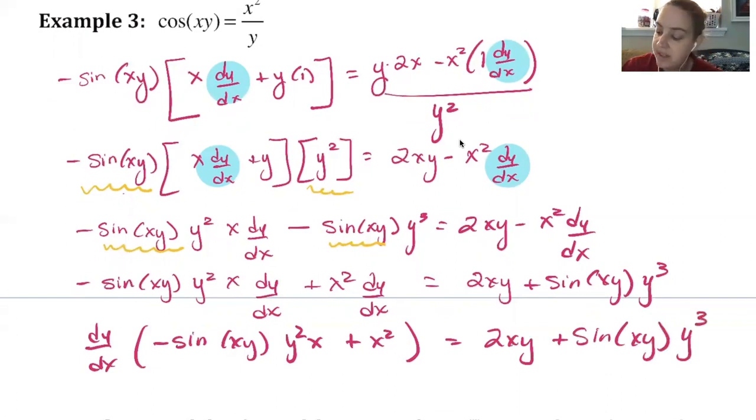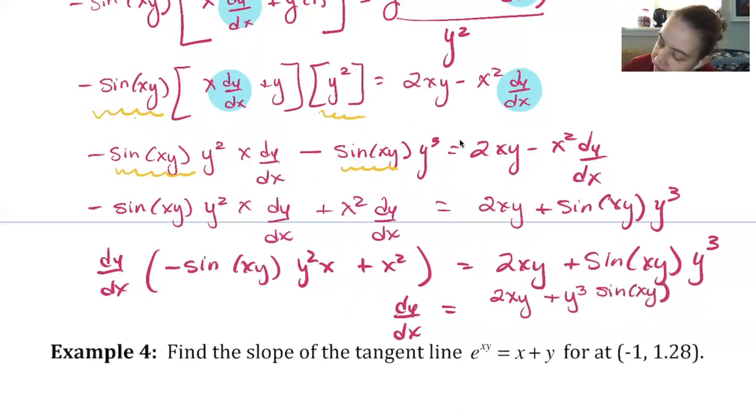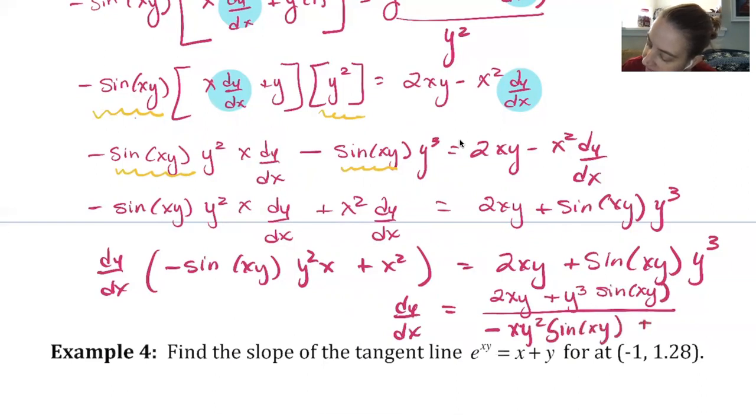And divide by everything that's with the dy/dx. So dy/dx is 2xy. I'm actually going to move that y cubed to the front, so it doesn't look like it's inside of the sine. Over negative xy squared sine of xy plus x squared. There we go. Kind of crazy, but that's the derivative. Here's our final answer.